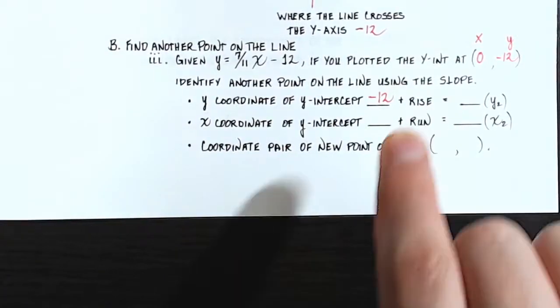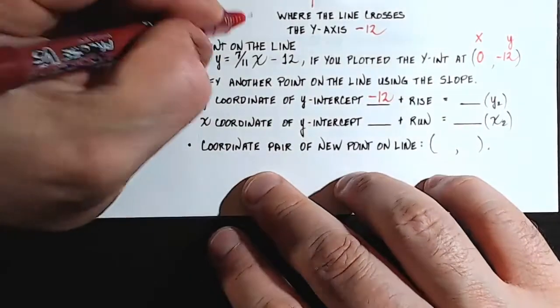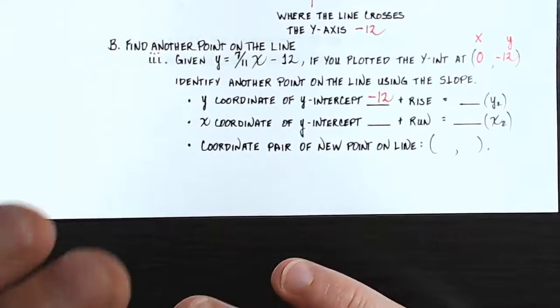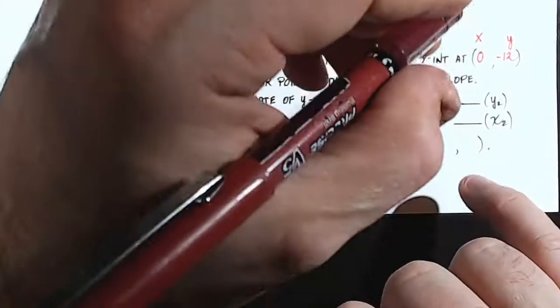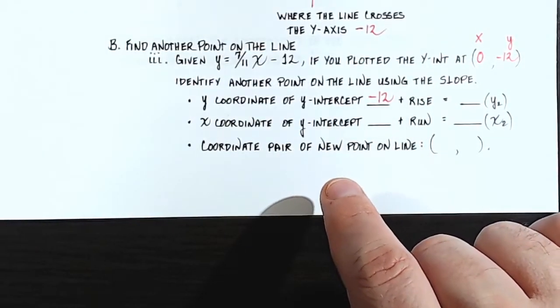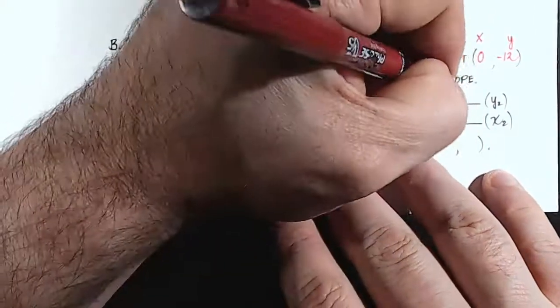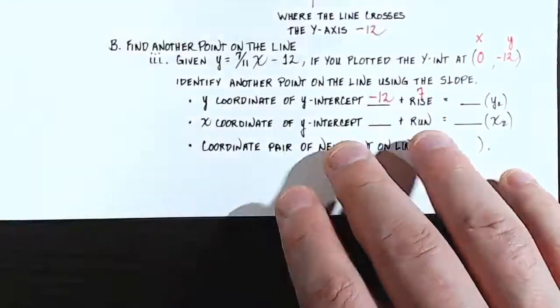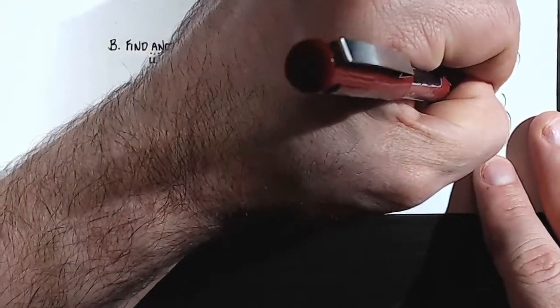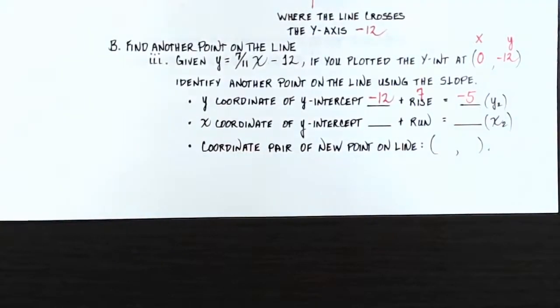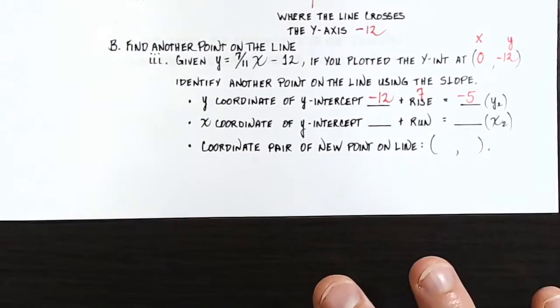Plus the rise. What was the rise? Right here, okay? Because it's rise over run, 7 over 11. So the rise is 7. Okay, so this would be 7. What's negative 12 plus 7? That gives us negative 5. We'll call that point y2. You'll see what we're going to do here in a minute.